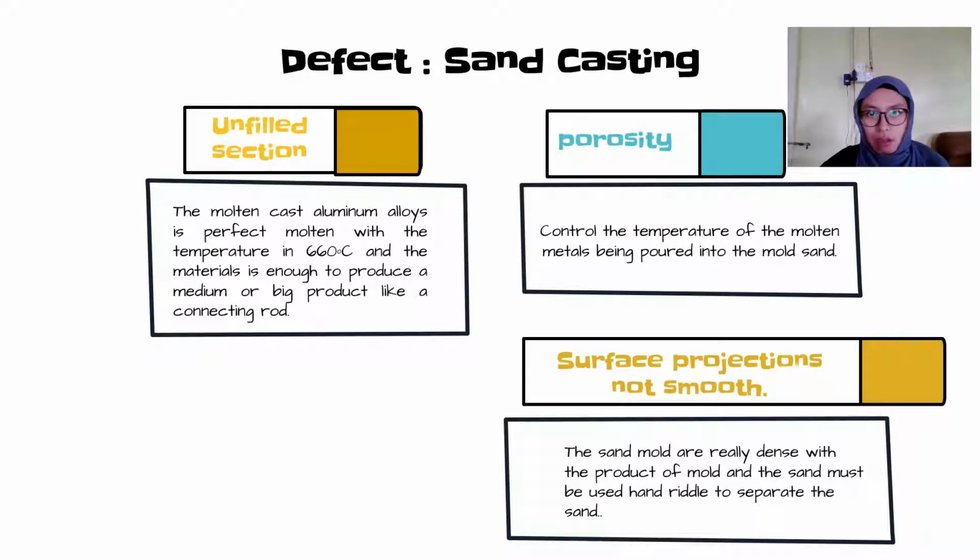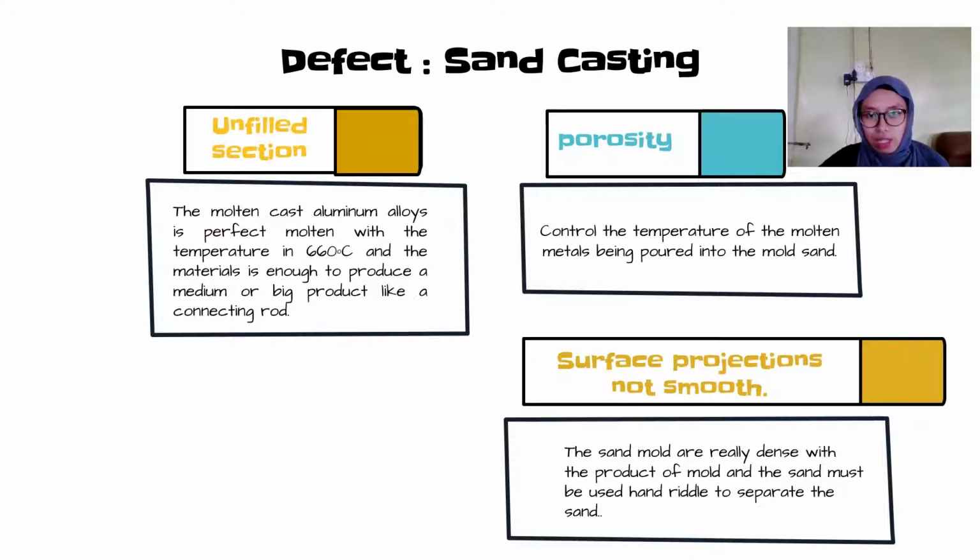Next slide, I will present about defects in sand casting and the joining process. A defect in sand casting is an unfilled section when finishing occurs. This is caused by the material not being fully molten at the specified temperature. The defect can be reduced by making sure the molten cast aluminum alloy is completely molten at a temperature of 660 degrees Celsius, and that there is enough material to produce a medium or big product like a connecting rod.